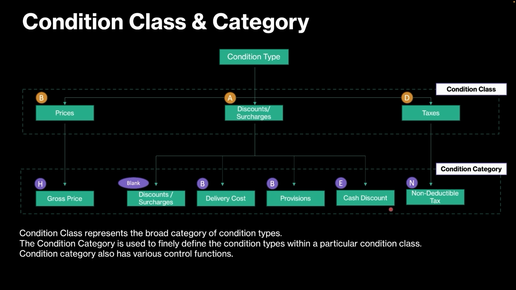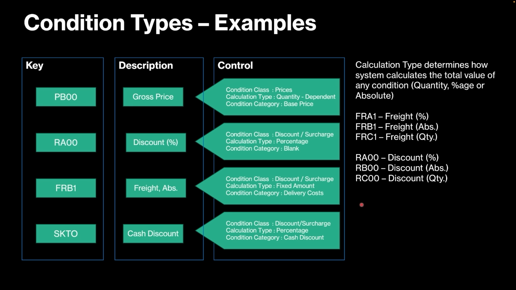So this condition category is used to finally define the condition types, and this condition category also has its own control functions. Okay, so you can see the condition class is used to broadly define the condition types, and the condition categories are used to finally define the condition types. That is, within this condition class, you have different condition categories. Okay, so you can see on the screen some of the standard condition types which are there in the system.